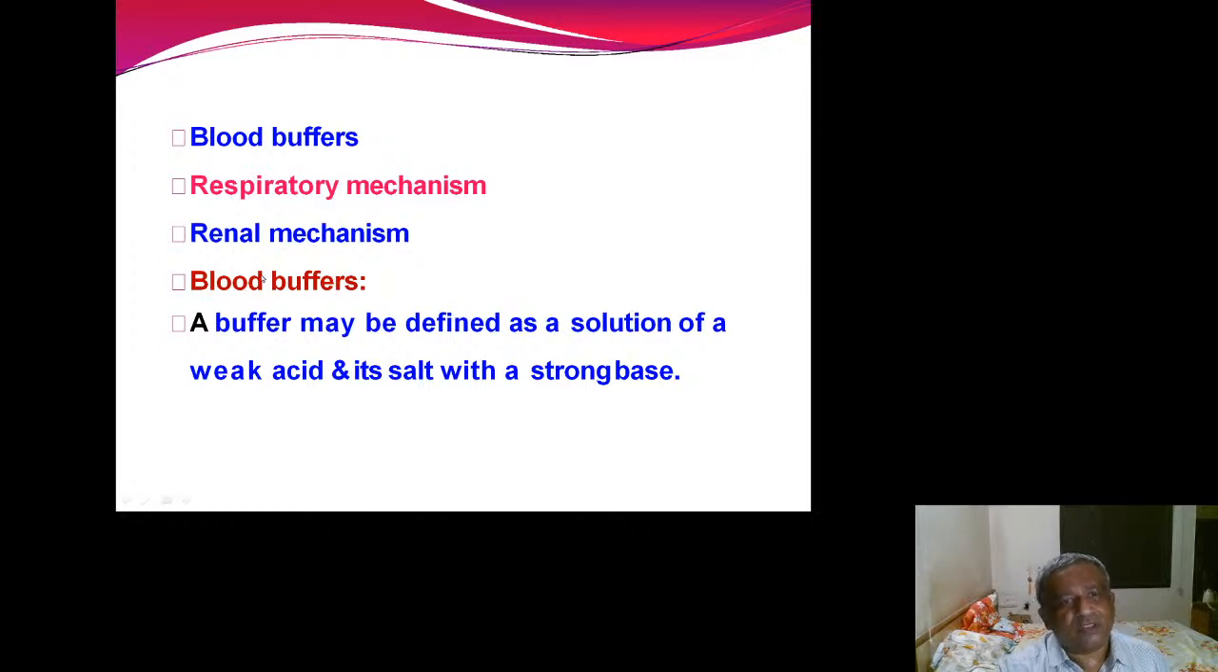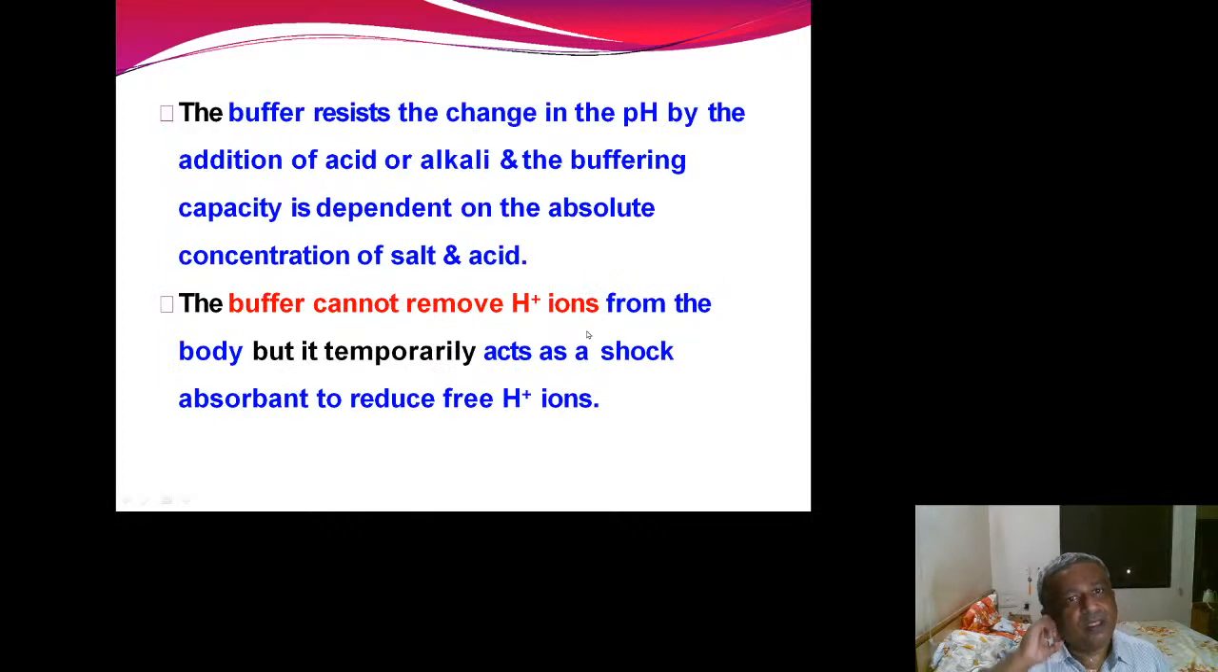Out of the three, first the blood buffers. Buffers are defined as a solution of a weak acid and its salt with a strong base. The buffer resists the change in the pH of the blood by the addition of acid or alkali, and the buffering capacity is dependent on the absolute concentration of salt and acid. The buffer cannot remove the hydrogen ion from the body, but it temporarily acts as a shock absorber to reduce the free H plus ion. It just combines with the H plus for a certain amount of time.